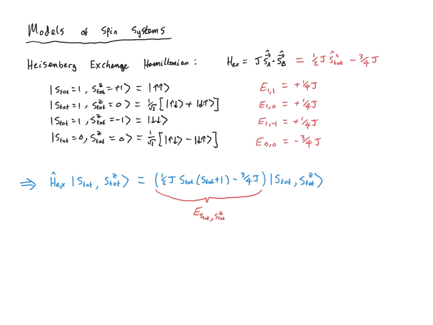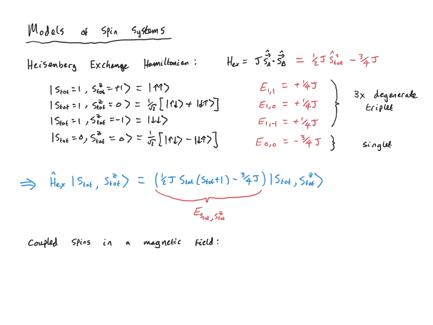Specifically, I obtain the same energy, plus 1/4 J, for all of the states with S equals 1, independently of their z projection, and I obtain minus 3/4 J as the energy of the spin singlet state with S total equals 0. We see that the three components of the spin 1 state are degenerate. They have the same energy. That is because the Hamiltonian only depends on the total spin S, not on its z projection. Of course, we can lift the degeneracy of the triplet by introducing a magnetic field.